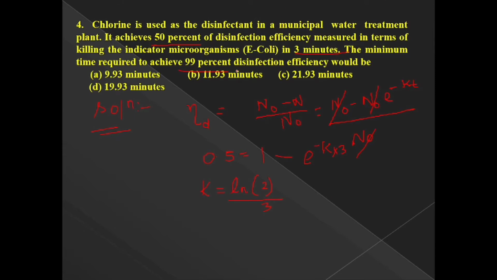So again we have to calculate the time required for 99% efficiency. So 0.99 is equal to 1 minus e to the power minus kt, where k is natural logarithm of 2 divided by 3, and t is the time required that we have to calculate. After solution, my dear students, I found the value of time is equal to 19.93 minutes. So this is our problem number 4. Please note it down. After that we will move towards our problem number 5.